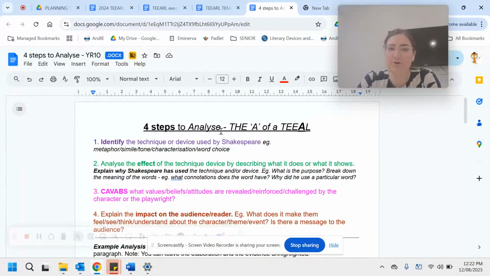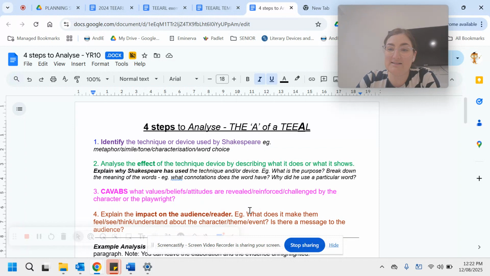Okay, so today we're going to look at the 4 steps to analyze, which is essentially the A part of a TEAL or a TEARL paragraph. Now, the only difference, just as a reminder, is that a TEARL paragraph with the R in it repeats the EEA. So it repeats the elaborate, the evidence, and the analyze. So it becomes a larger paragraph. You can do a TEAL paragraph or a TEARL paragraph, that is up to you.